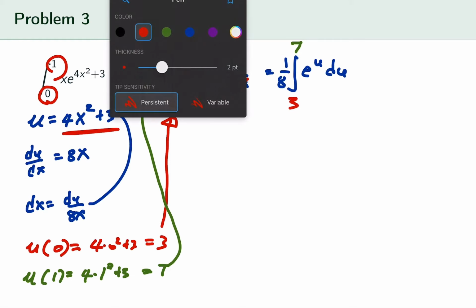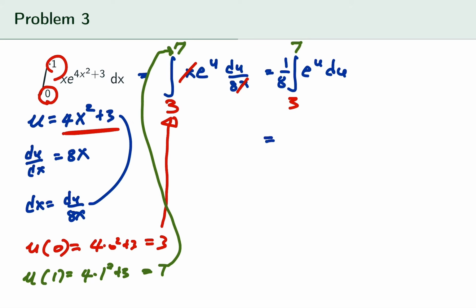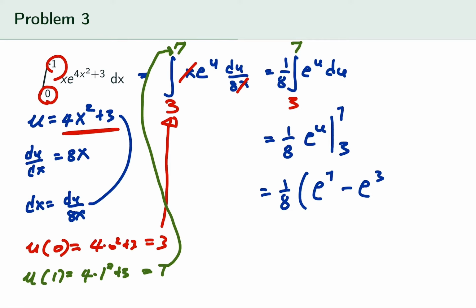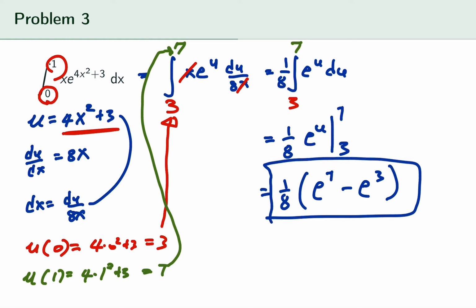Okay. So now using the fundamental theorem of calculus, we can evaluate this. 1/8, the antiderivative of e to the u is just e to the u, right? So let me actually write this again. 1/8 e to the u evaluated at 7 and subtract evaluated at 3, which we can write as 1/8 times e to the 7 minus e to the 3. Okay. So this is a final answer. With a calculator, yeah, we could find the exact decimal. This is one way to express the final answer.